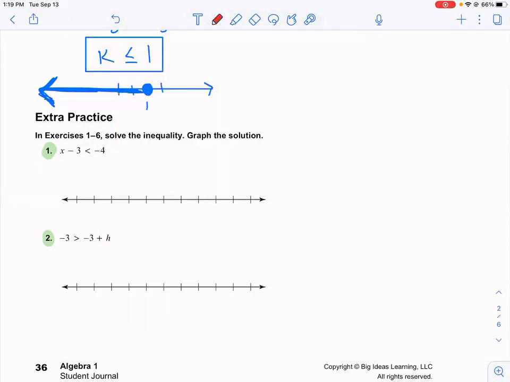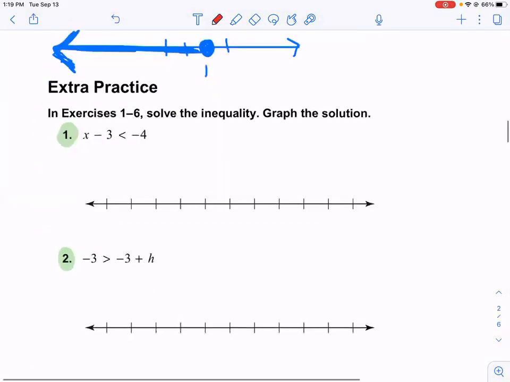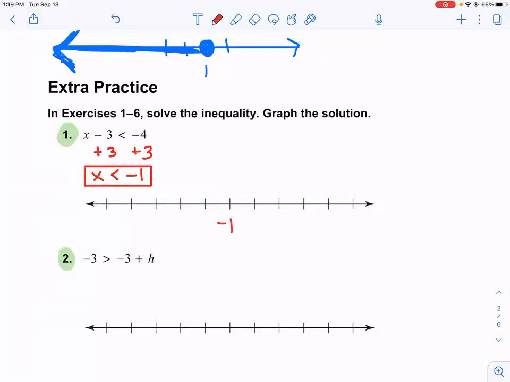Excuse me, I'm smart. Okay, Nirvan looks like he added 3 to both sides and he got x is less than -1. Estelle, do you agree with Nirvan? Okay, so I'm gonna find -1 here. Estelle, open circle or closed circle? Open circle.